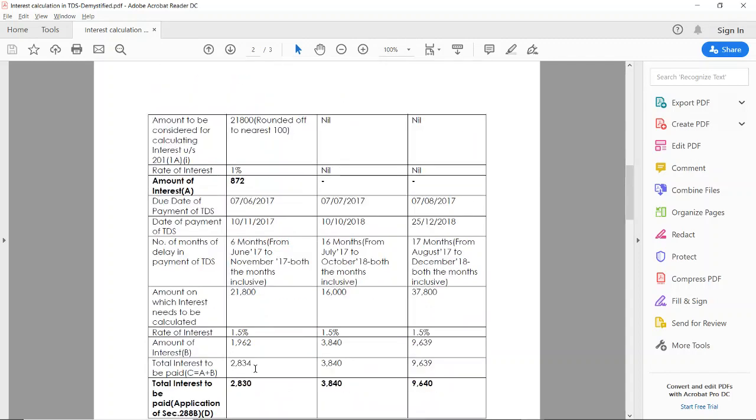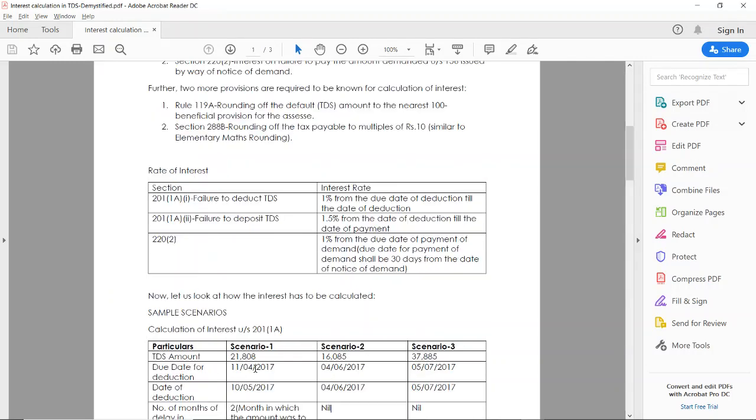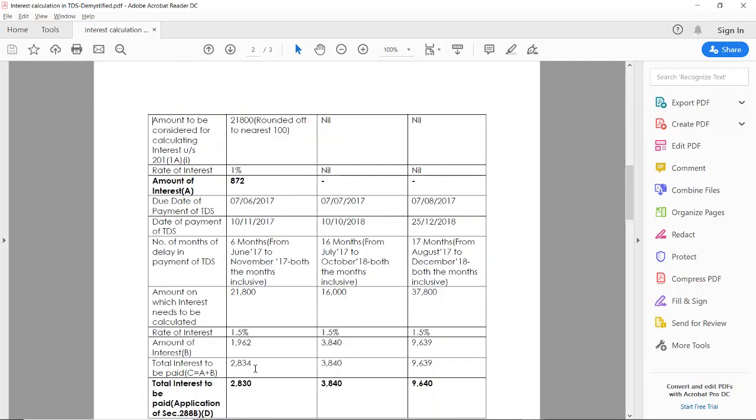Now we'll have to apply 119A, which is rounding off of the default TDS amount, in order to apply the 201A 1% interest. If you see this amount, it is 21,808. After applying 119A, we get 21,800, on which it has to be rounded off. With the rounded off amount and a rate of interest of 1%, the interest amount that you would be getting is 872 rupees.